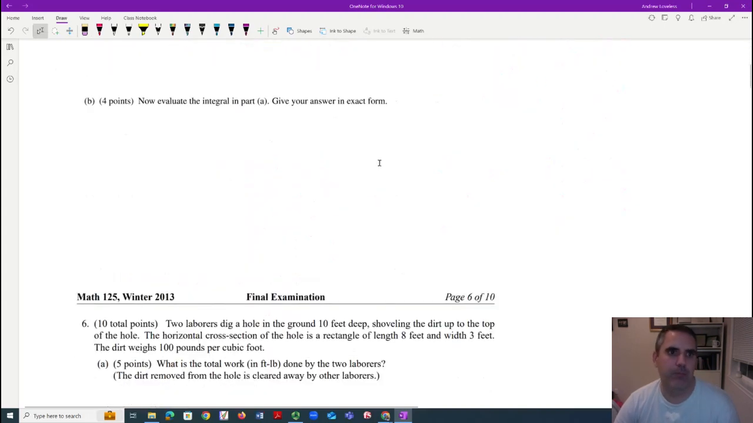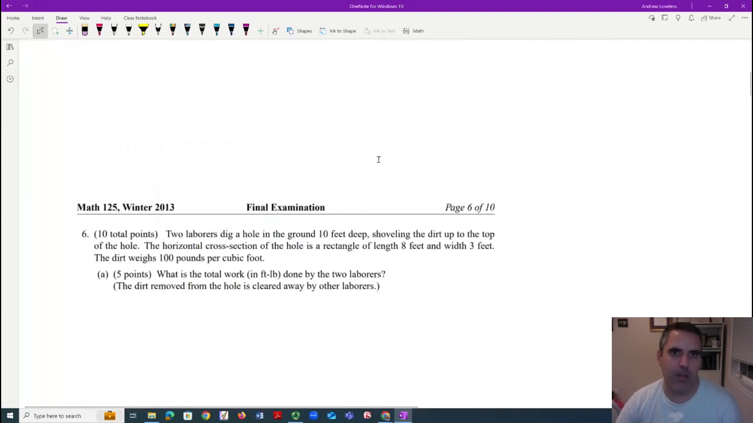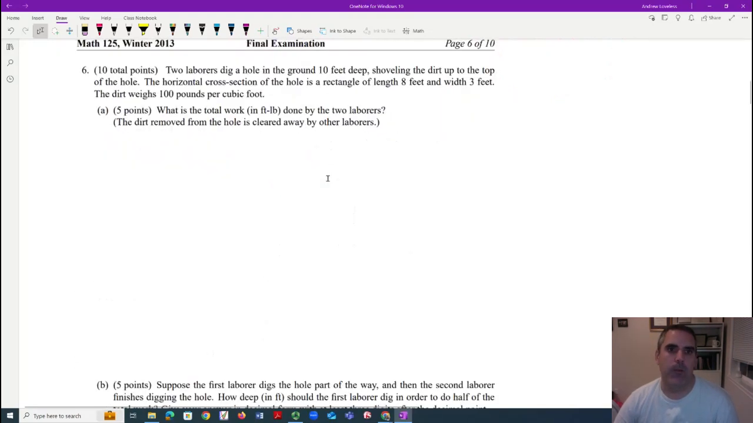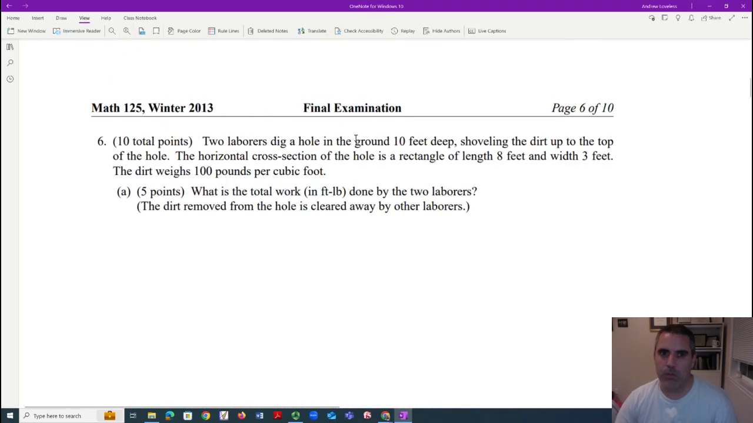Here we go again. Now evaluate. We didn't evaluate. How would you evaluate? Integration by parts. Okay. A laborer digs a hole. So I've mixed in a few unusual ones and some normal ones, but digs a hole that's 10 feet deep. And I've never looked at this question before. 10 feet deep. To the top, the hole has a cross section as a rectangle, so it's 3 by 8.